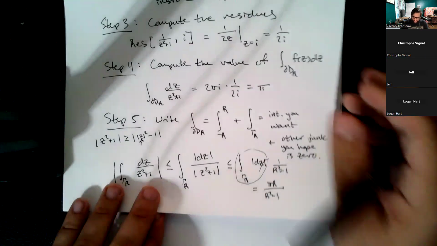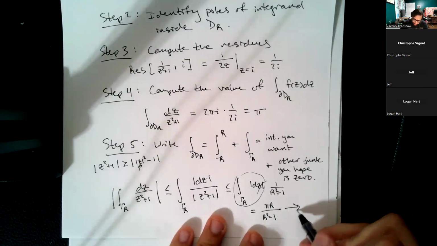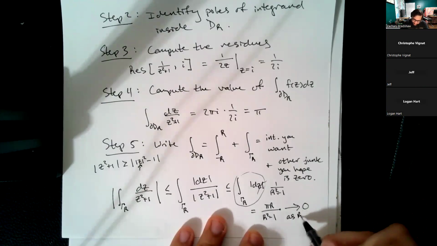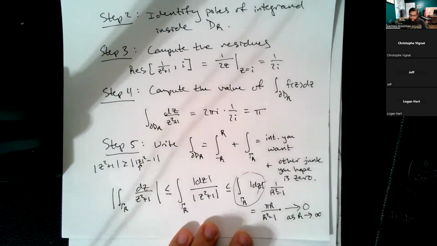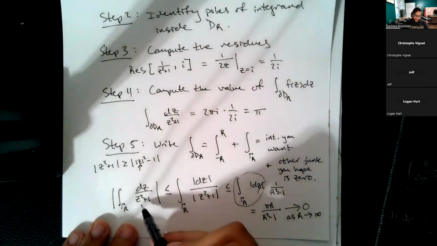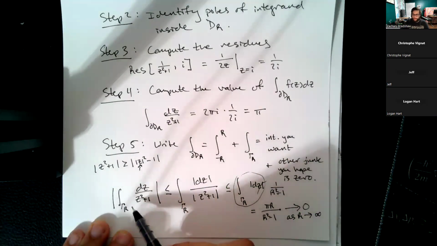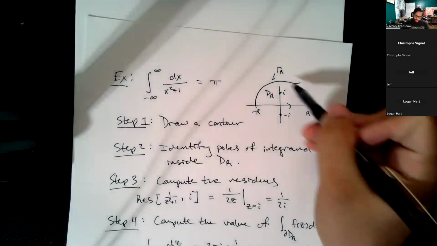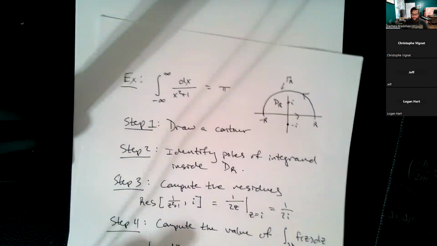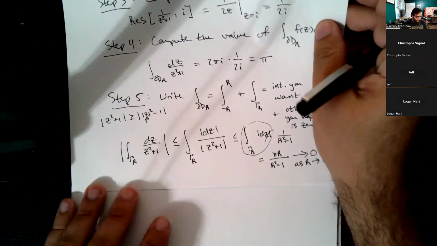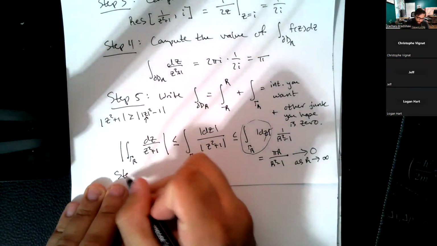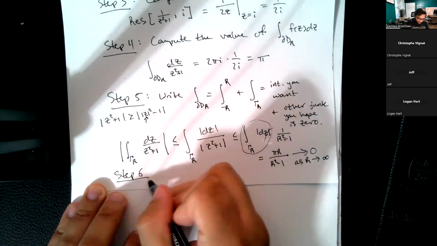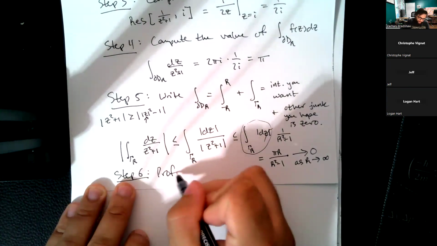Okay, all right. Anyway, so this goes to 0 as r goes to infinity, right? And so, in fact, as r goes to infinity, this integral does indeed go to 0, and so the integral along this arc term doesn't matter at all. And so, step 6. Profit.